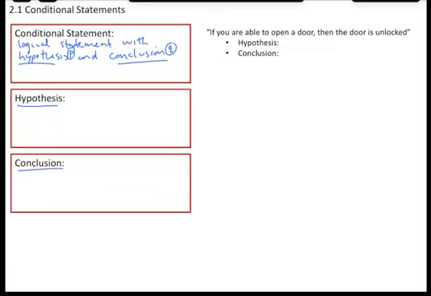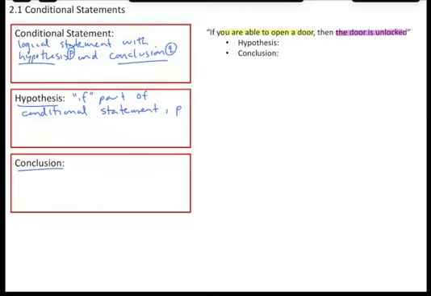Sometimes these can be hard to distinguish when you're seeing them typed out, so look carefully and make sure that you see the P or the Q. A conditional statement is an if-then statement. That's another way to look at it. In this statement, if you are able to open a door, that's the hypothesis, then the door is unlocked. That is the conclusion. So the hypothesis is the if part of the conditional, and again, that will be represented with a P.